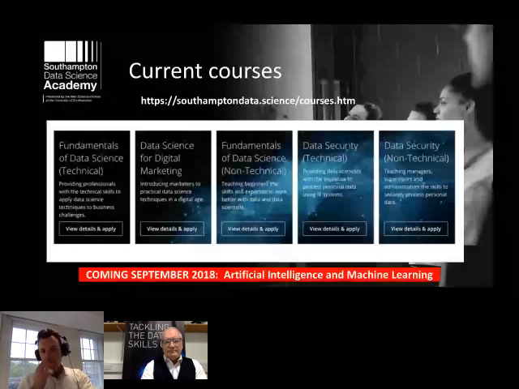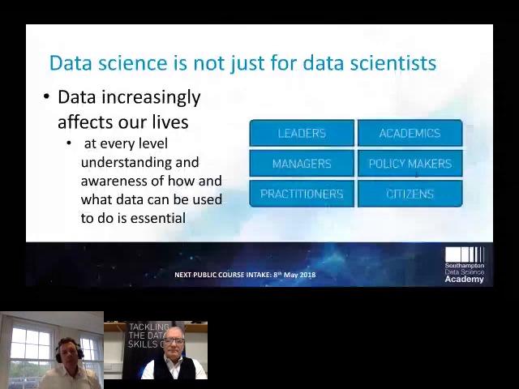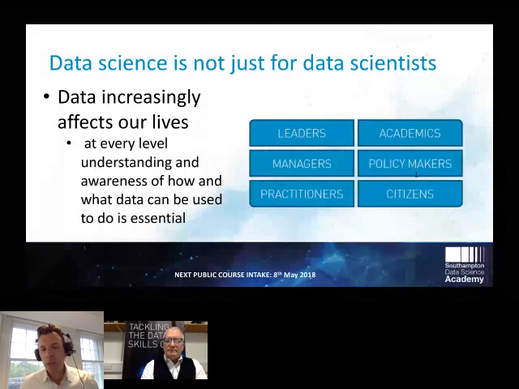So just to emphasize this point, over the last year, we've had over 100 people through our courses, and many are not technical practitioners, but are people in leading management roles, policymakers, managers, all looking to understand how data can have more of an impact in their business. And I think we've developed and iterated on our approach.